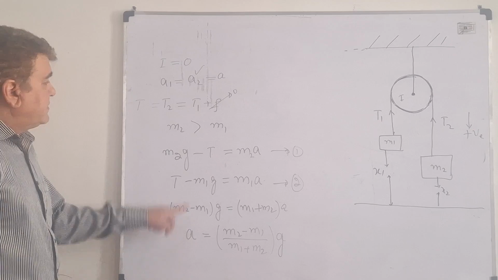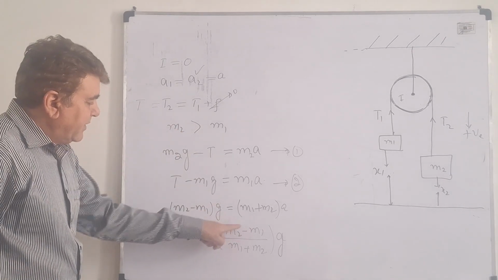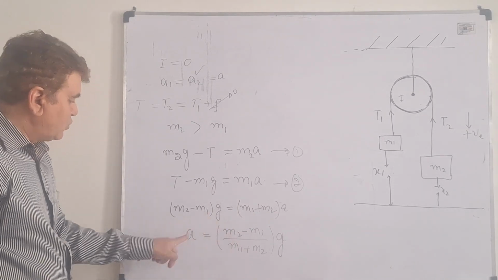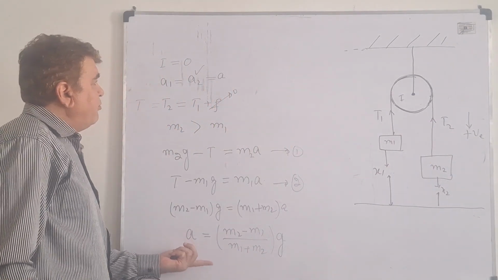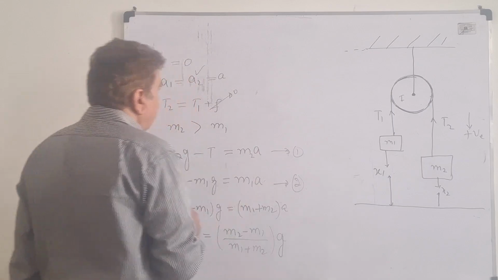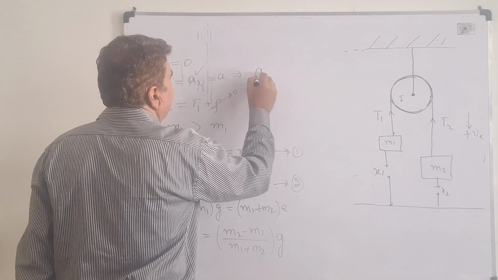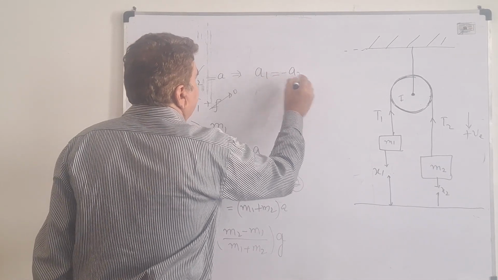Right? Since we have considered that M2 is greater than M1, therefore this thing is positive. So A is positive, it is in the downward direction. And then obviously the acceleration of the mass M1 is in upward direction. So if I count the direction, then I can write A1 equals minus A2.